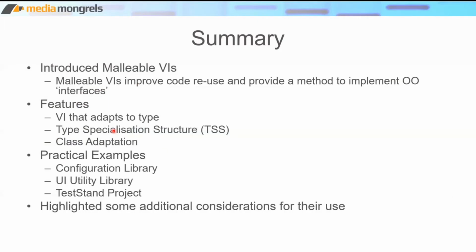So that's the end of my presentation. The idea was to introduce malleable VIs, show a couple of cases of how I've used them and how I found them useful. Basically, it's like a VI that adapts to type. So if you're creating polymorphic VIs, have a look and think, should this be a malleable VI? I also highlighted some potential caveats and pitfalls that you might run into with them. On one of my previous slides I said build early and build often, so that as soon as you start adding malleable VIs in, you find out sooner rather than later whether it's going to be a problem or not.